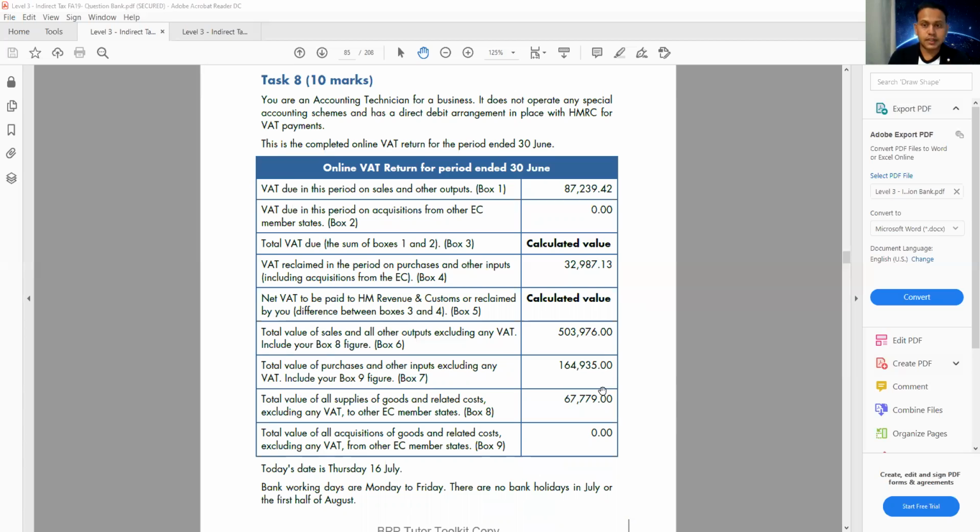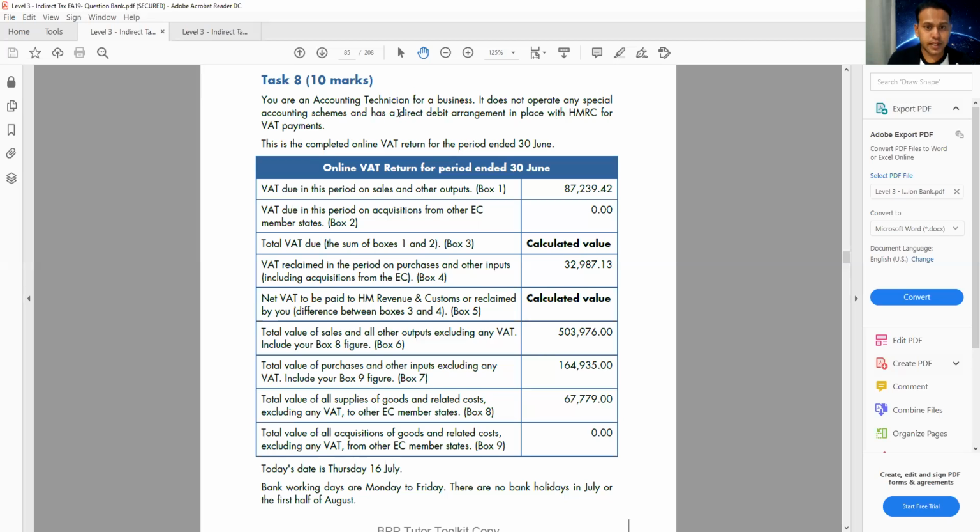Okay, let's read this question. It says you are an accounting technician for a business. It does not operate any special accounting scheme. So that means we are not with the annual accounting scheme or cash accounting scheme. There is no special accounting scheme. It's just the standard scheme. And it has a direct debit arrangement in place with HMRC for VAT payment.